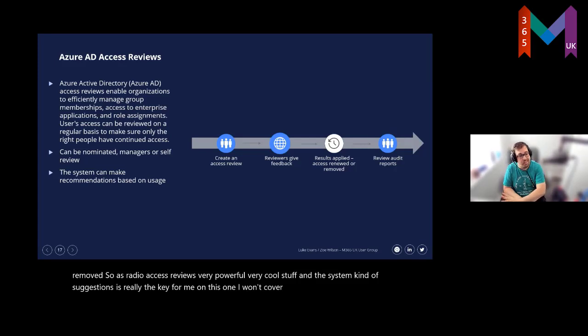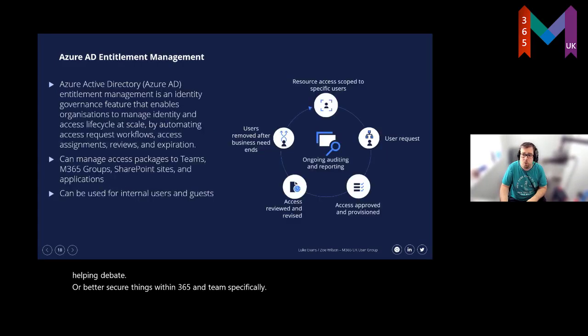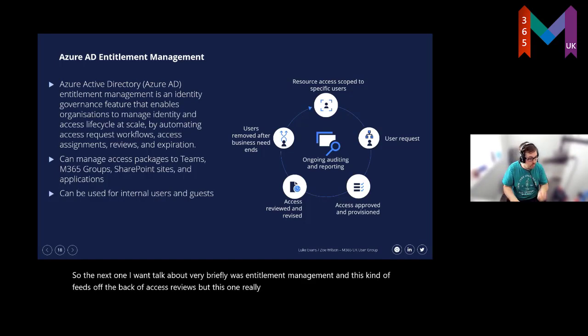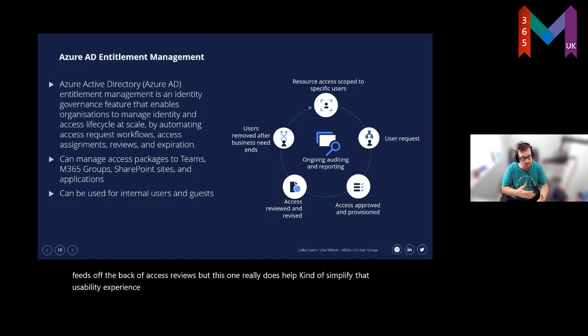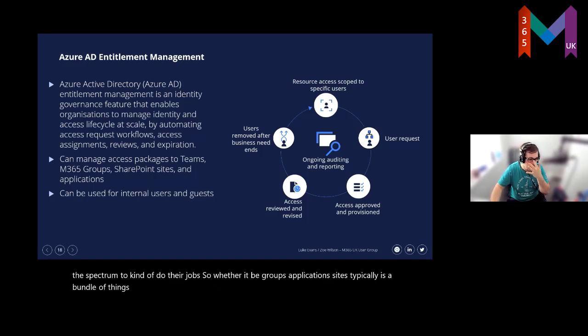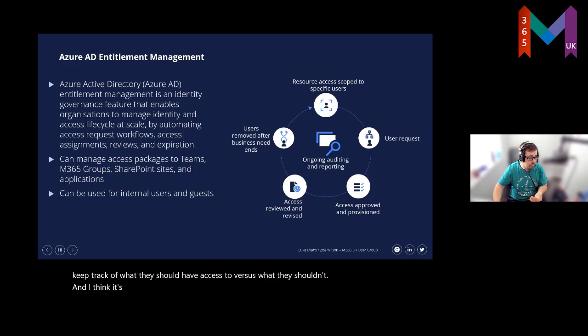I won't cover too much on this because I wanted to feed it into the next one, which is another layered principle of helping to better secure things within 365 and Teams specifically. So the next one I wanted to talk about very briefly was entitlement management. This feeds off the back of access reviews, but this one really helps simplify that usability experience and securing things. One of the common scenarios we always come across is employees in an organization needing access to various different components across the spectrum to do their job. Whether it be groups, applications, or sites, it typically is a bundle of things they need access to. Users can come and go, they can swap roles, and it's harder to keep track of what they should have access to versus what they shouldn't. It's a challenge we often find in the joiners, movers, leavers process, and it's one that we always come across.